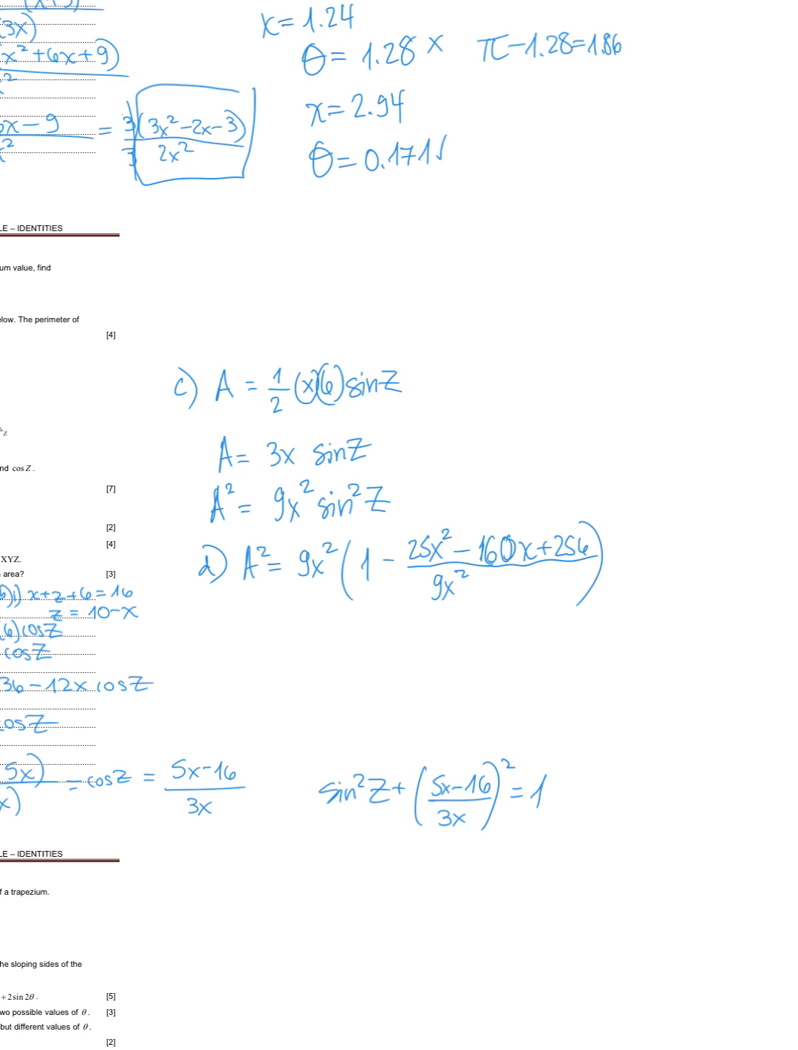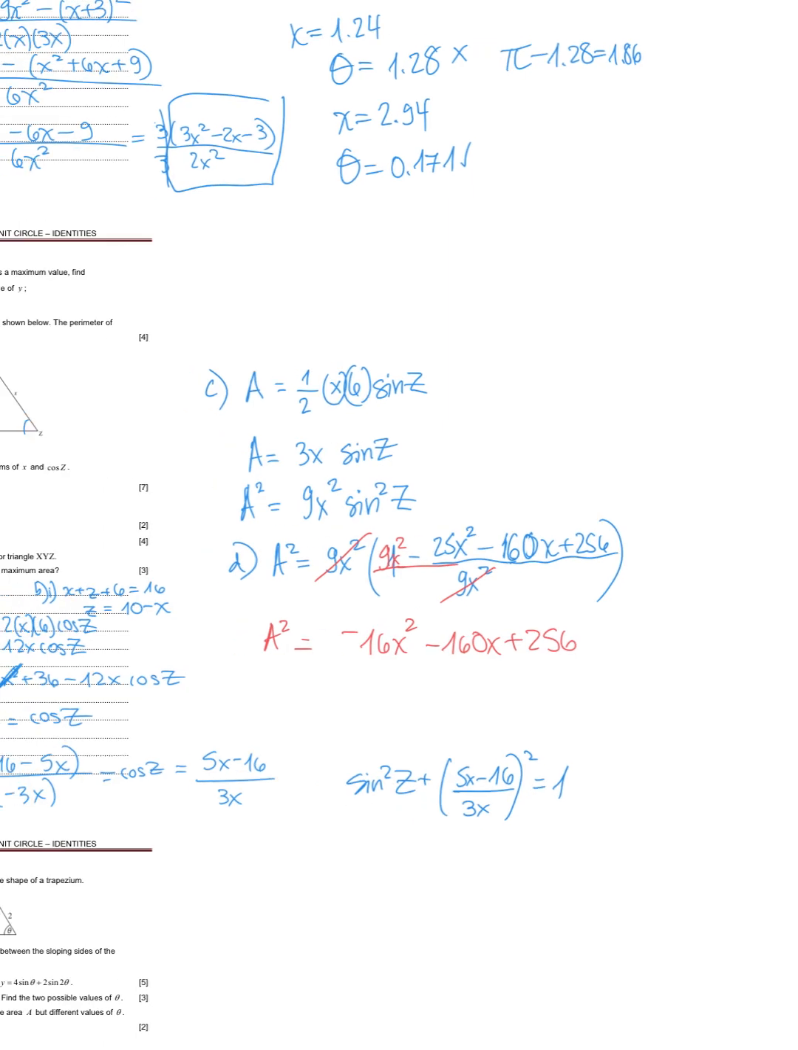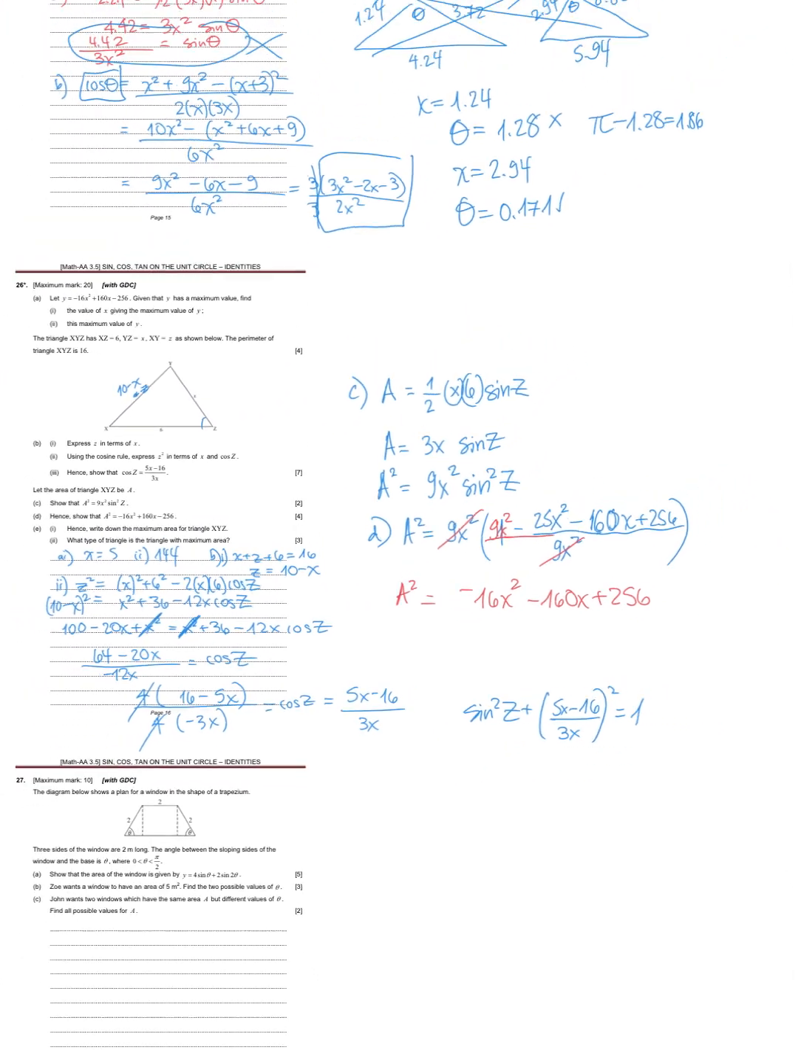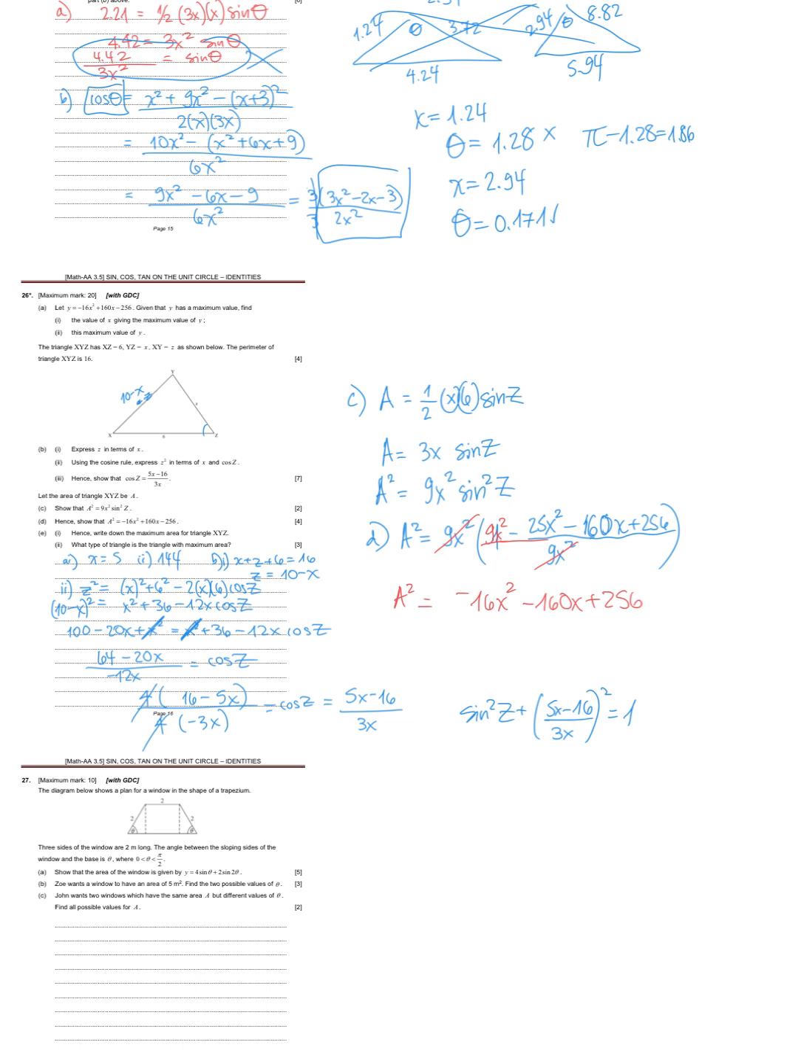All right, so then we need this to be 9x squared over 9x squared. So actually those will cancel conveniently. And then we have 9x squared minus 25x squared is negative 16x squared minus 160x plus 256. And that's a squared. Is that what they wanted? Oh, plus. Oh, because it's minus this whole thing. So minus, plus, and then minus here.